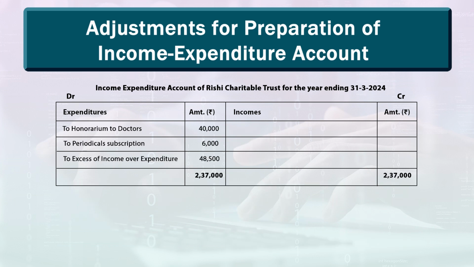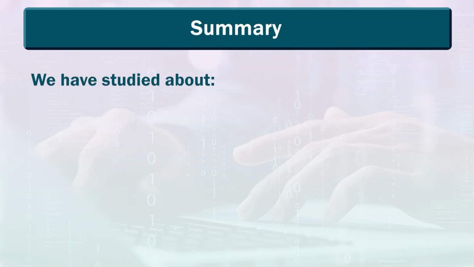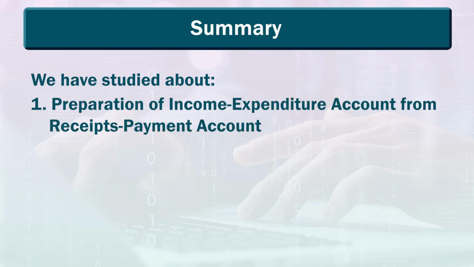The total of income side is 2,37,000, due to which the excess of income over expenditure amounts to rupees 48,500. In this part 5, we have studied about: 1. Preparation of income expenditure account from receipts payment account.